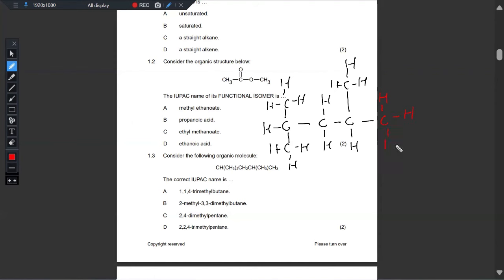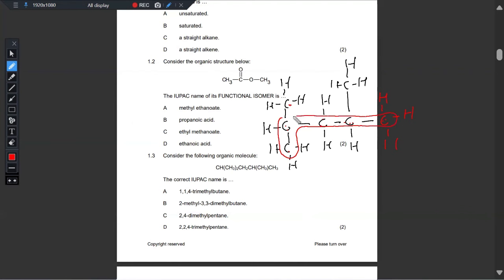This is CH3. Now let's come up with the name. So from here, we can tell that the longest chain is 1, 2, 3, 4, 5. Let's check here, 1, 2, 3, 4, 5. So either way, we can choose our longest chain. Let's go with that.